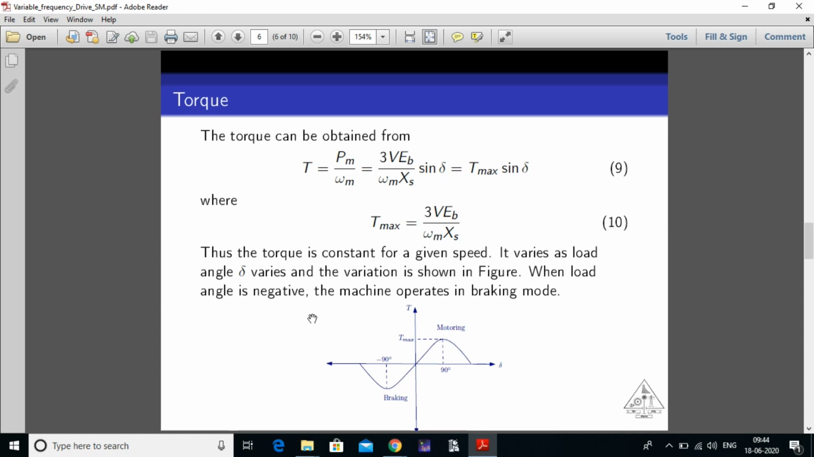When load angle is negative, the machine operates in braking mode. So here, the torque is negative, speed is negative. This is a braking condition. And here, the torque and delta both are positive. It is a motoring action.